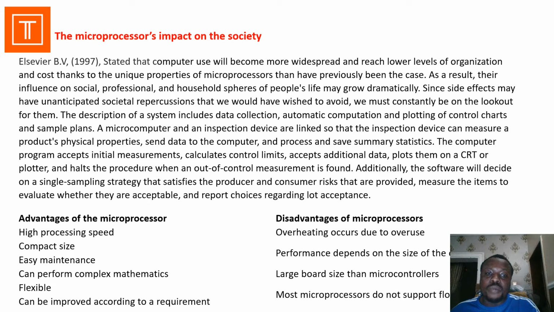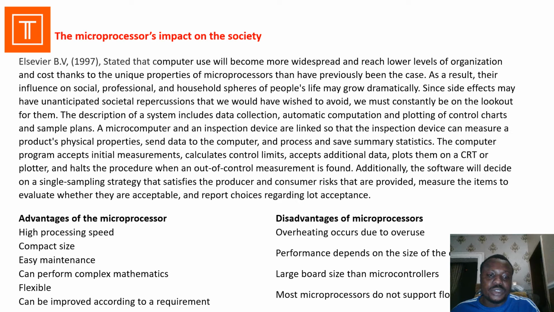A microcomputer and inspection device are linked so that the inspection device can measure a product's physical properties, send the data to the computer, and process and save the summary statistics. The computer programs accept the initial measurements, calculate control limits, accept the additional data, and plot them on a CRT or a printer. Let's go to the advantages of the microprocessor.